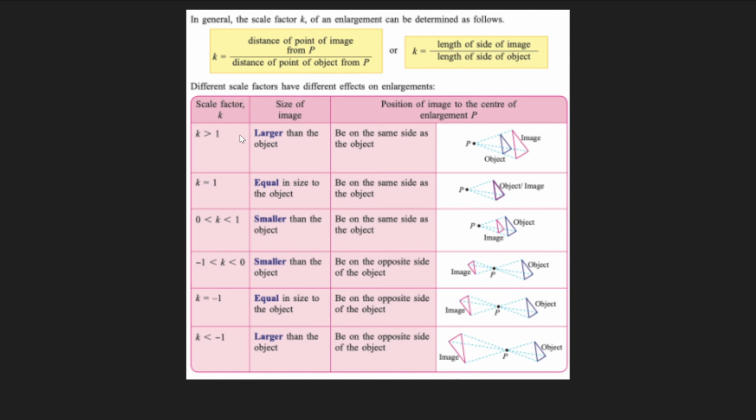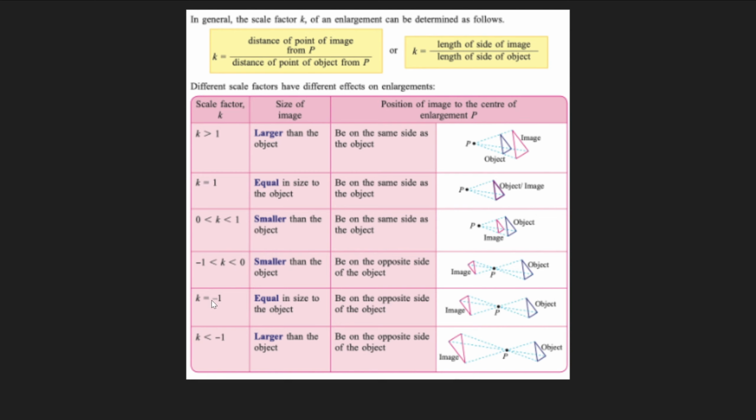So for the scale factor K more than 1, the size of the image is larger than the object. For K equals 1, the object is equal to the size of the image. If 0 is less than K, which is less than 1, the image is smaller than the object. If negative 1 is less than K less than 0, the image is smaller than the object.